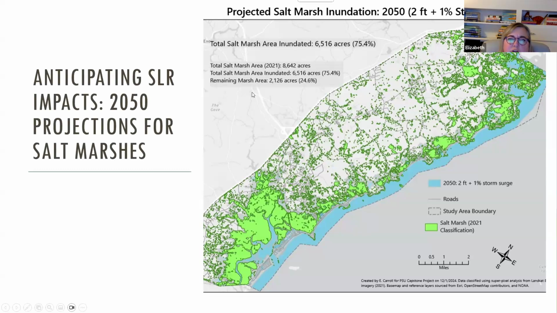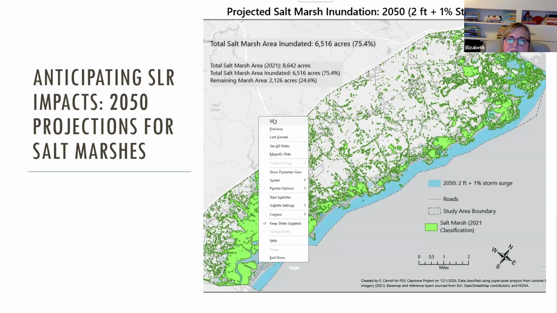So the salt marsh area, I started out with 8,642 acres. With the blue storm surge that NOAA predicts as 2 feet plus a 1% storm surge by 2050, the salt marsh inundation is going to be 6,516 acres. So that means the salt marsh will be projected to lose about 24.6%.